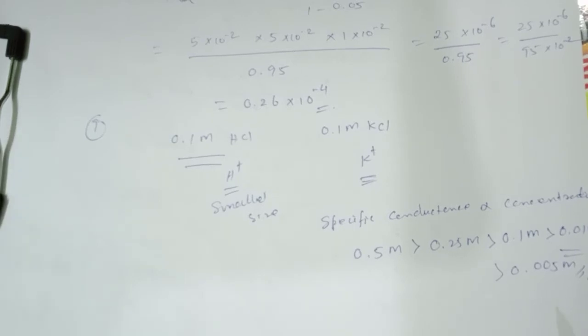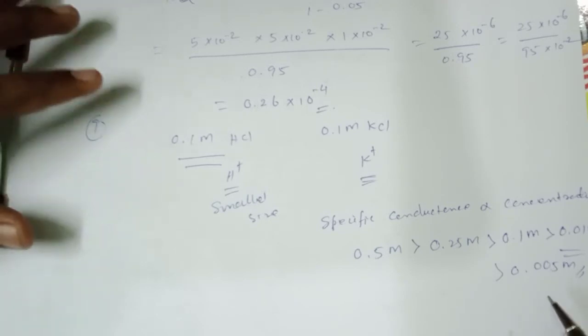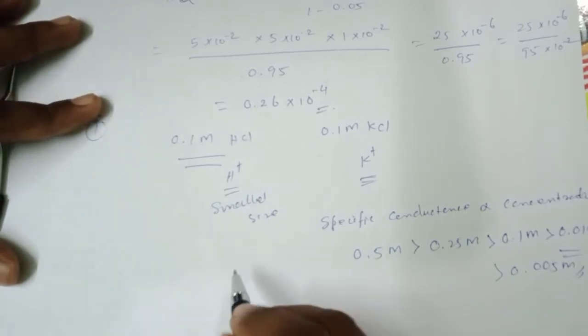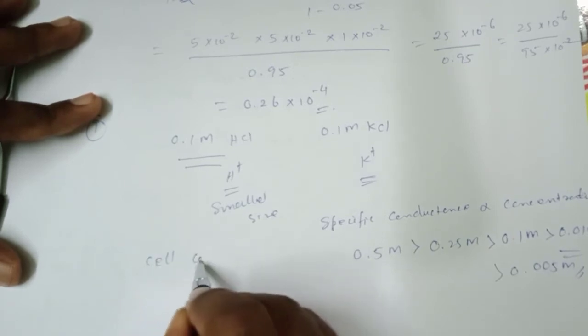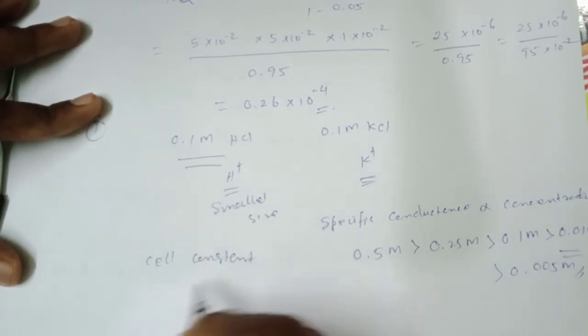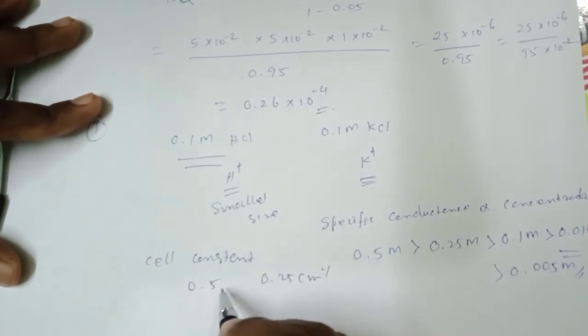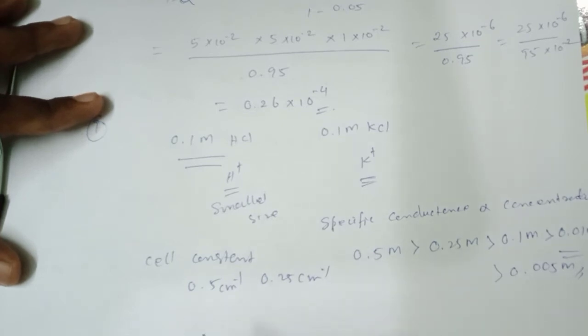Next, question number 11, which is theory. Question number 12: 0.1 molar NaCl solution is placed in two different cells. They are given cell constant values of 0.5 and 0.25 centimeter inverse respectively. Which of these two will have the greater value of specific conductance?